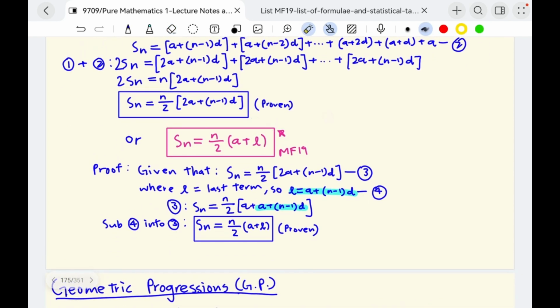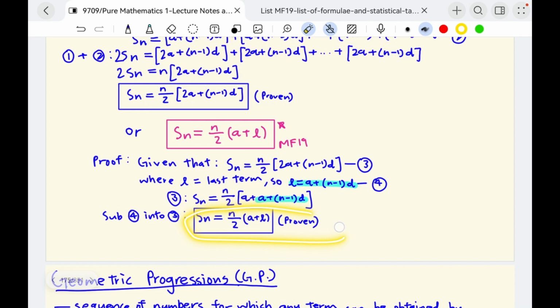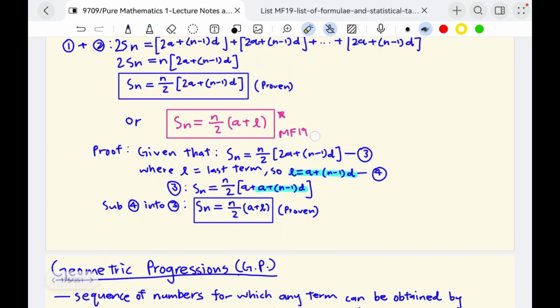Okay, there's another proof. So actually I have proof about how the last term comes. So therefore, this formula is also proven.